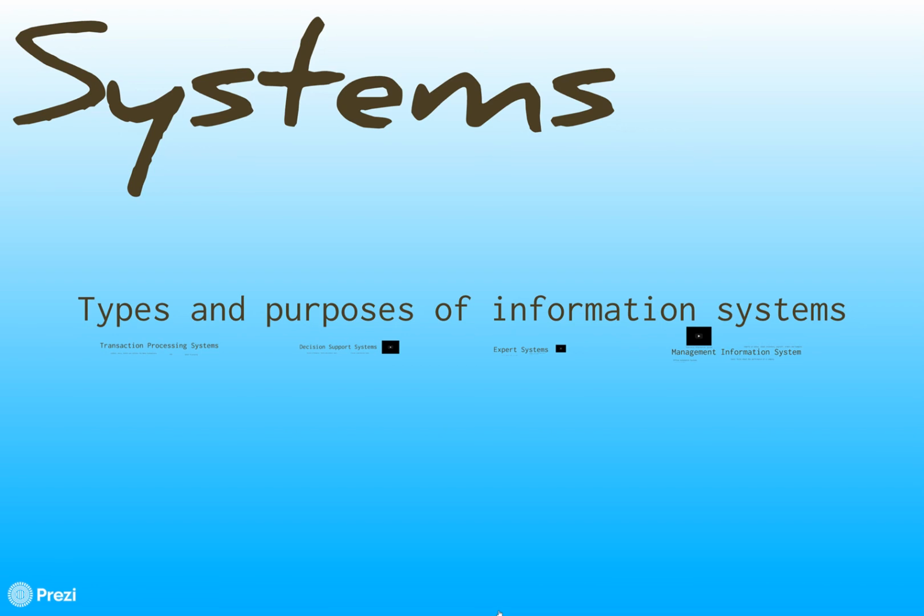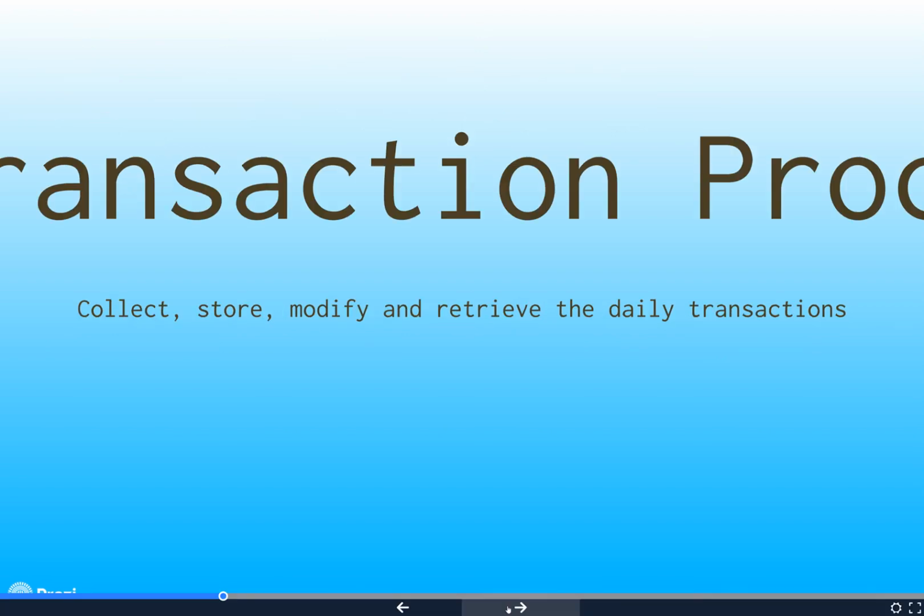And the first one is a transaction processing system. What a transaction processing system does is it collects, stores, modifies, and retrieves the daily transactions of a business.